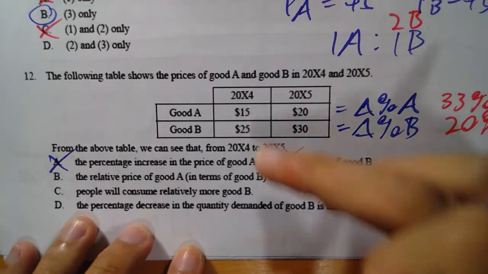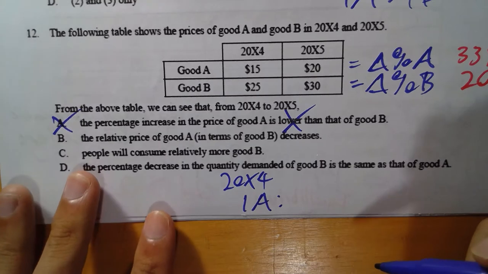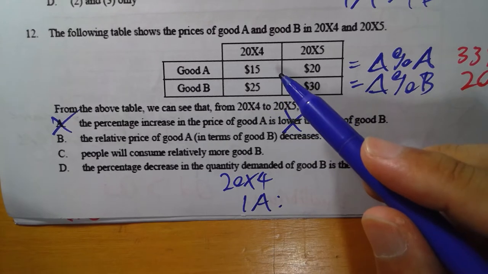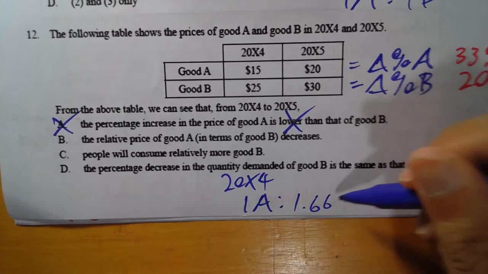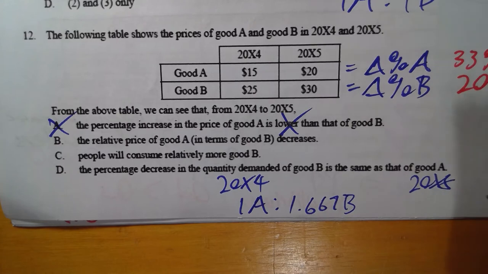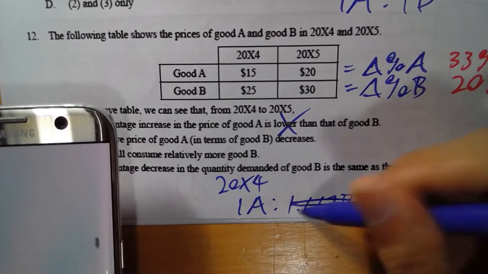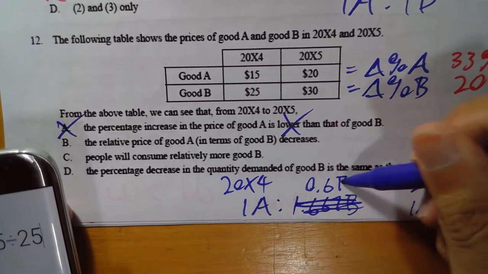Relative price of good A decreases. Let's try it. Okay, now in 20X4, when you buy 1A, you are giving up, let me do the calculation first. Wait a little bit, my calculator. 25 divided by, yes, used to be 1.667B. Now under the new price in 20X5, when you buy 1A, you are only giving up 0.6B.